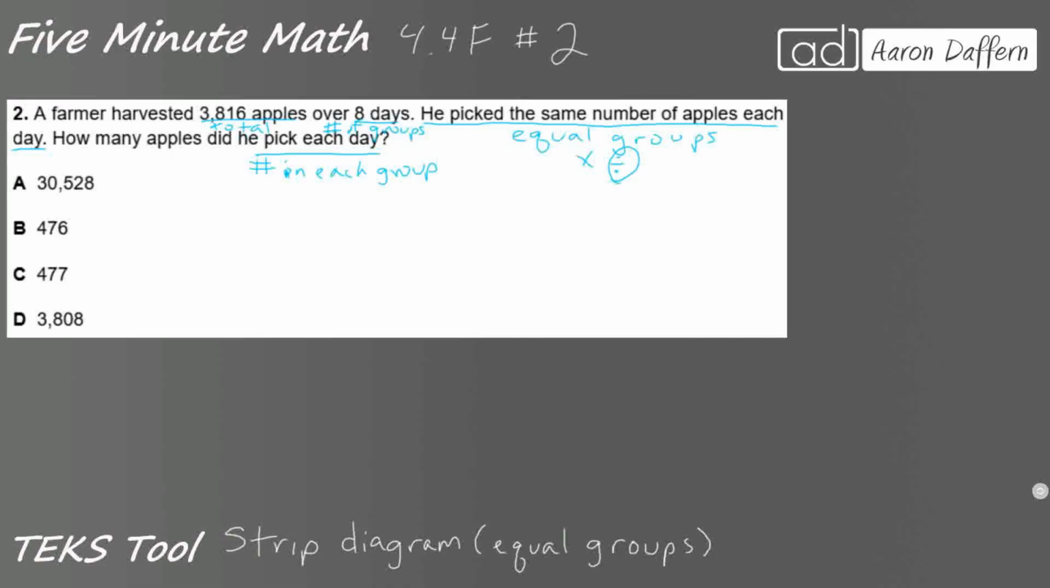So let's represent this with a strip diagram here. I have a whole bunch of apples. I'm going to draw my total at the top in just a long horizontal bar, 3,816. Each day represents a group, so I need to have 8 days, so I'm going to cut it in half, cut each half in half, and then cut each half of a half in half again, because 2 times 2 times 2 makes 8. And then this is what I'm looking for, question mark. How many is in each day? And I can represent this with 3,816 divided by 8.